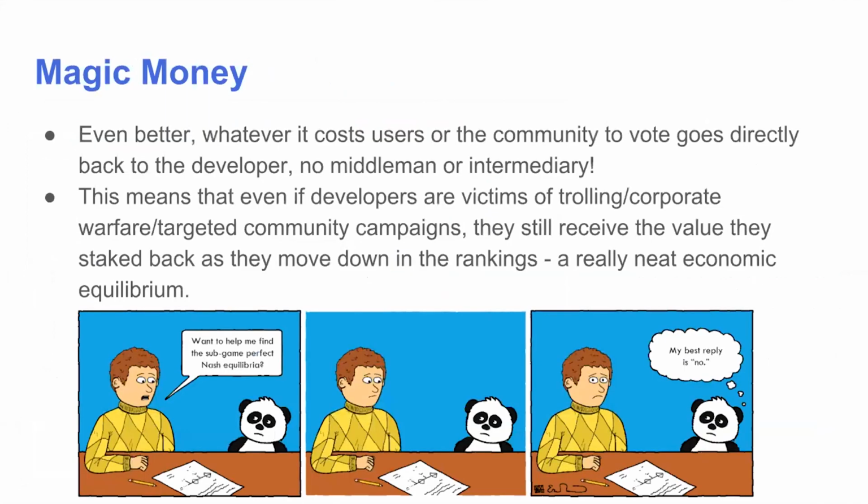And this is one of the key points, right? Even better, whatever it costs the users of the community to vote goes directly back to the developer. So it means that even if we start a DApp wars situation, or developers become victims of trolling or corporate warfare or targeted community campaigns, they still receive the value that they stake back as they move down the rankings, right? So it results in this really interesting game theoretic equilibrium. And there's a cool cartoon about that, just because we can't be serious the whole time.